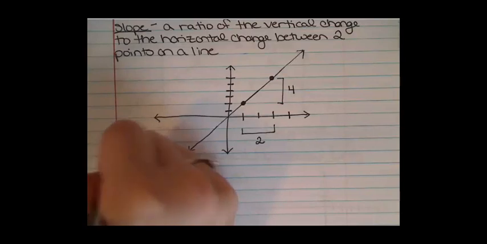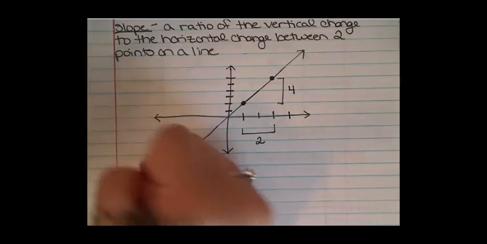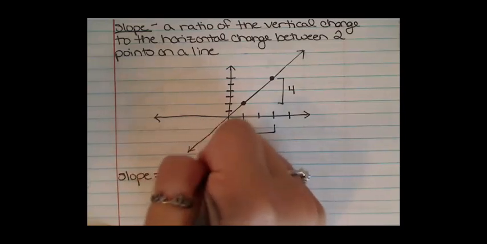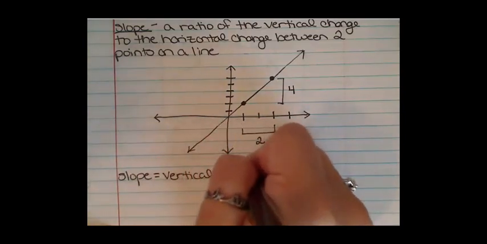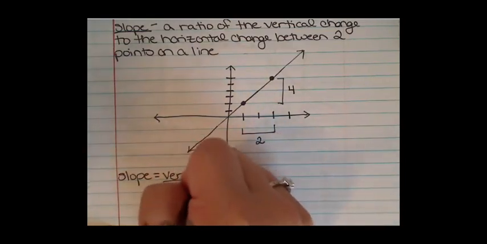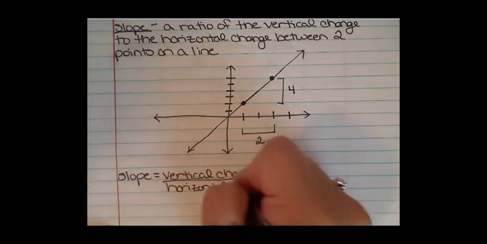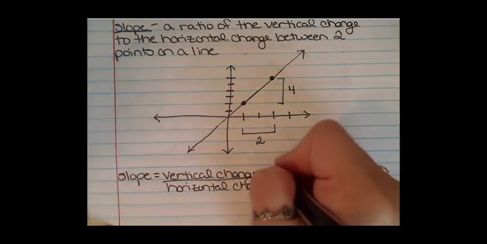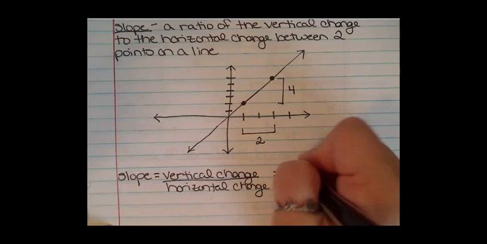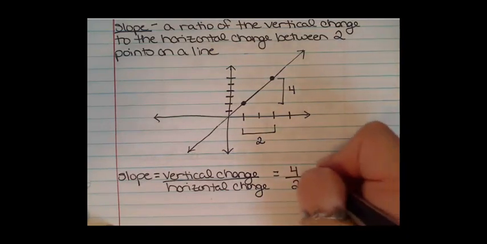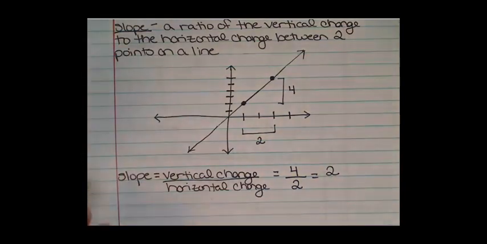So let me write it out here. Slope equals vertical change over horizontal change. So in this case we had a vertical change of 4 and we had a horizontal change of 2. So that means we had a slope of 2.